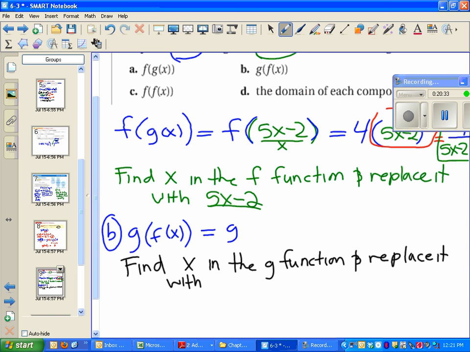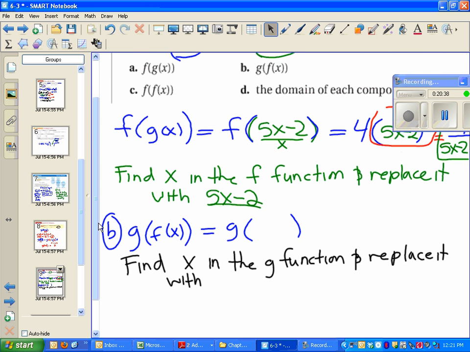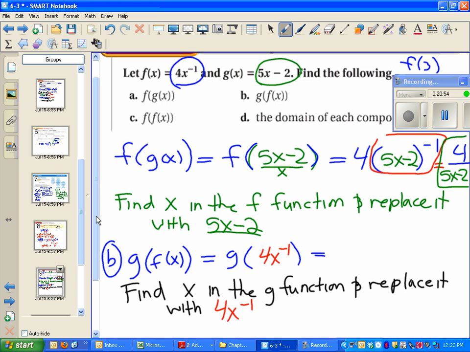So we have g of something, and f of x was 4x to the negative 1. So we're going to find the x in the g function and replace it with 4x to the negative 1 power. So g was 5x minus 2. So I'm going to leave a little space because we're going to replace that x with our 4x to the negative 1. So right here. Okay, so we replaced it, and now all we have to do is simplify.